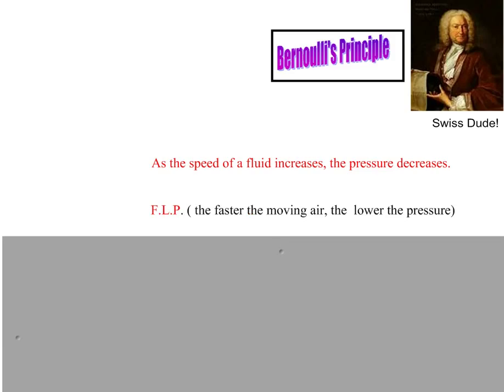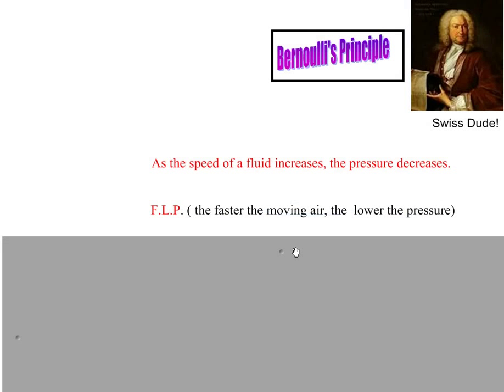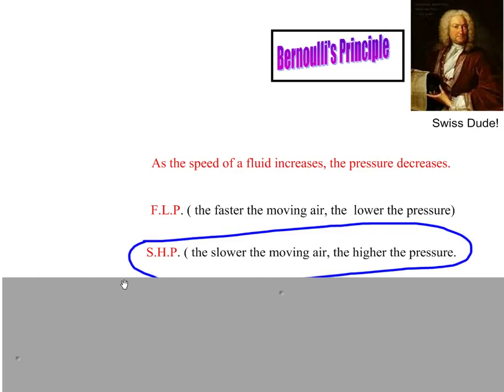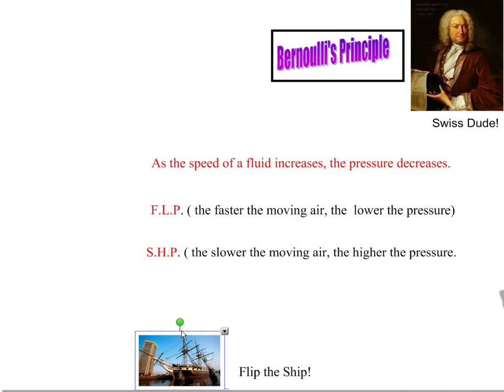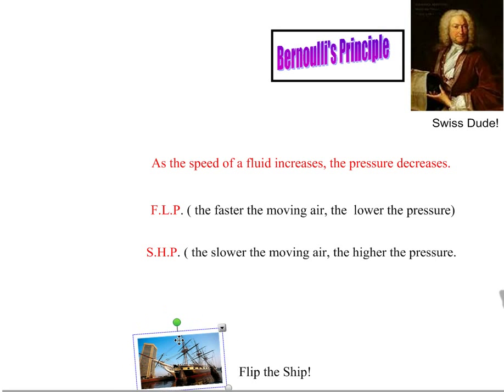The first of these being FLP, which stands for the faster the moving air, the lower the pressure. And we have our little flip. And then the second of these is the SHIP, which stands for the slower the moving air, the higher the pressure. All right, so what we have is flip the ship for Bernoulli. And we have a little diagram at the bottom of our ship, so why don't we just do that? We're going to just flip the ship for Bernoulli. And again, flip is faster the moving air, the lower the pressure, and ship, the slower the moving air, the higher the pressure.